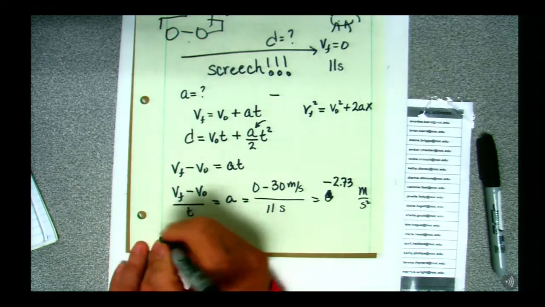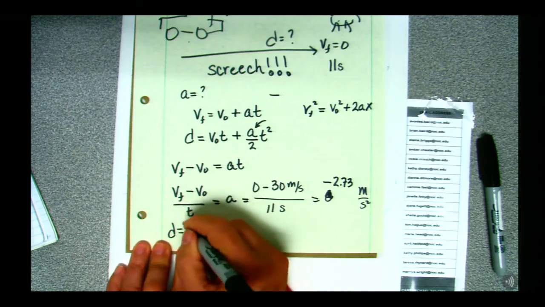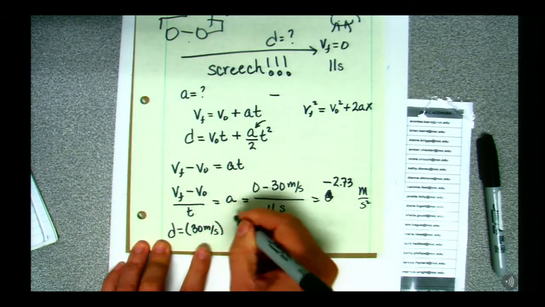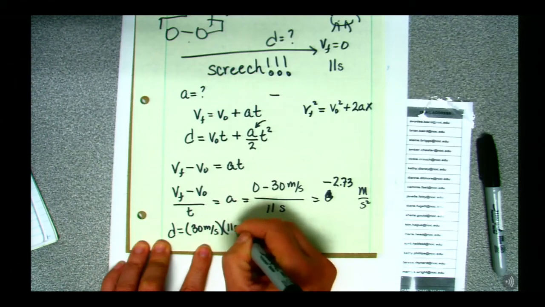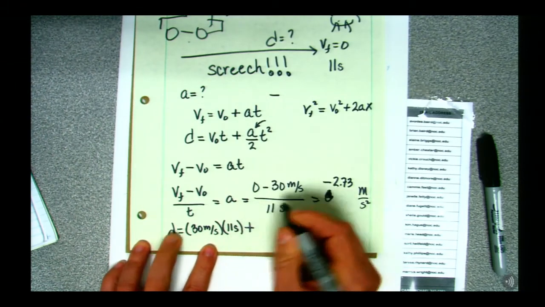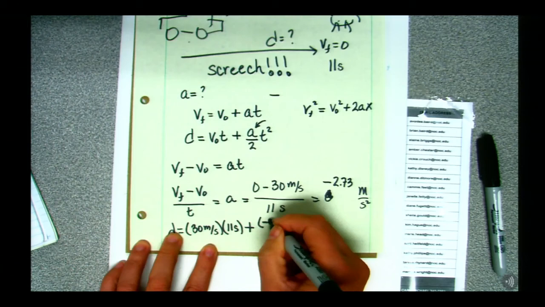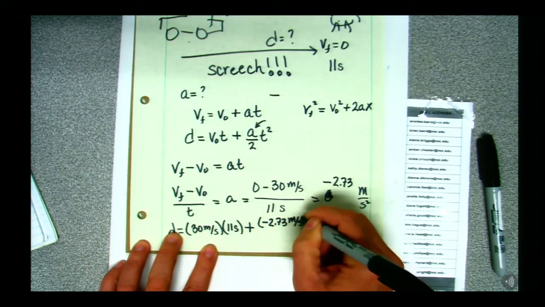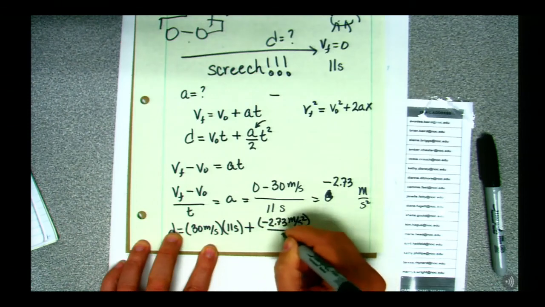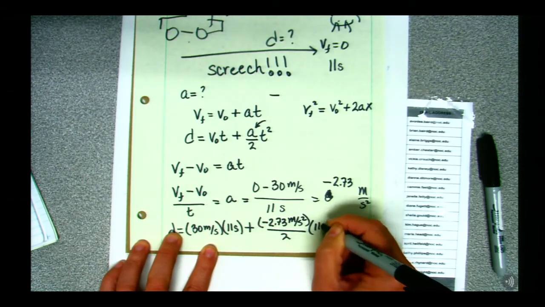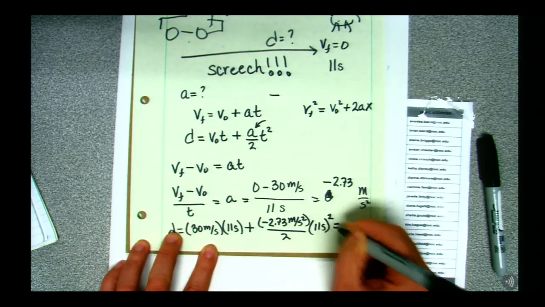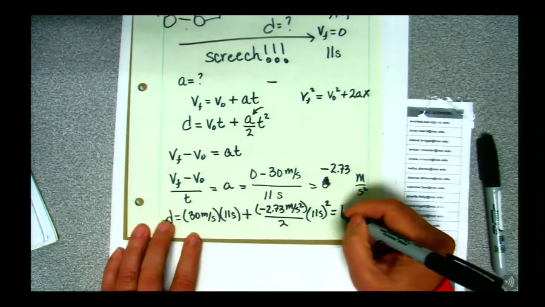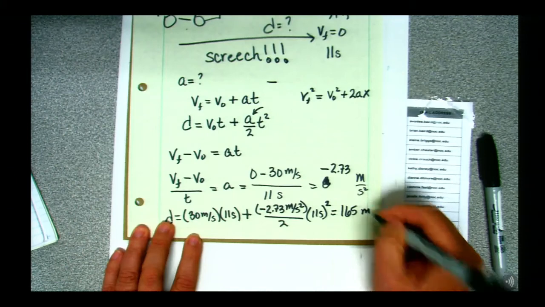Now my distance is going to equal my initial velocity, which is 30 meters per second, times my time, 11 seconds, plus, now that I've figured out my acceleration, negative 2.73 meters per second squared, divided by 2 times my time of 11 seconds squared. When I plug that into the calculator, I got 165 meters.